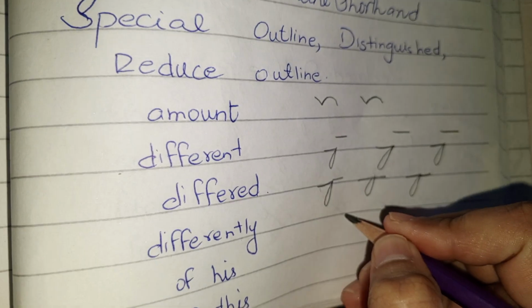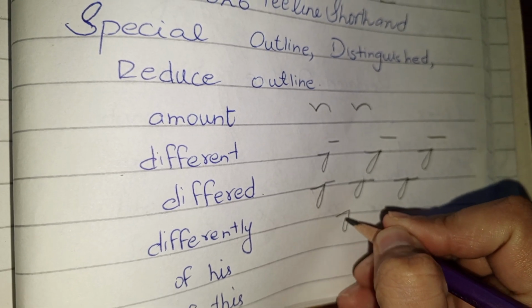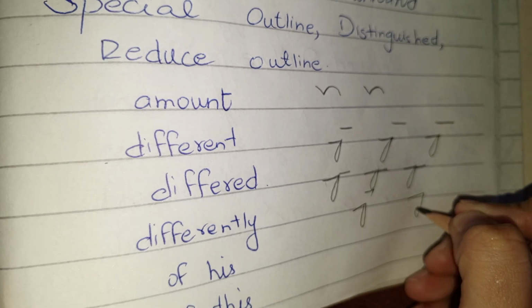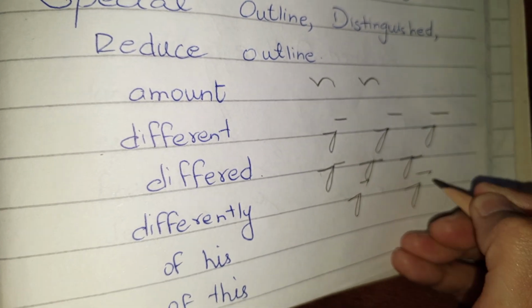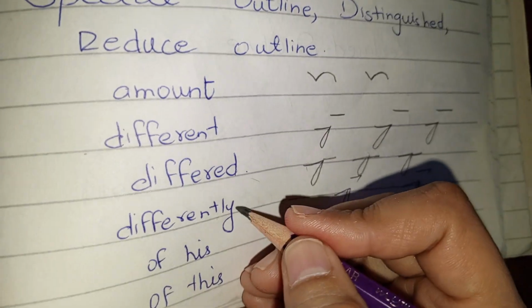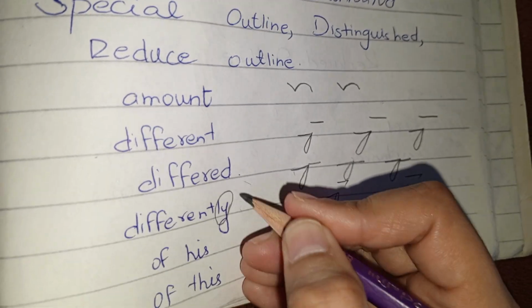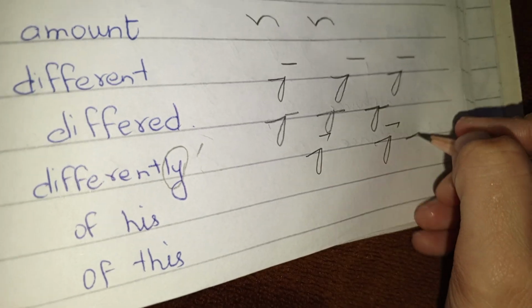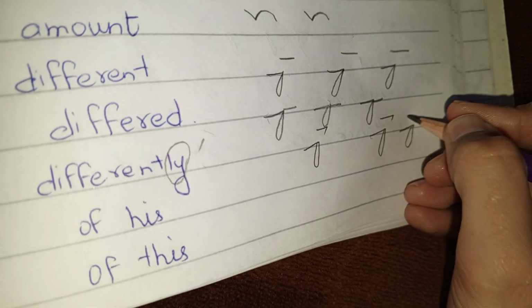Differently, D, F and T, I. For LY, we use this. So D, F, T, LY.